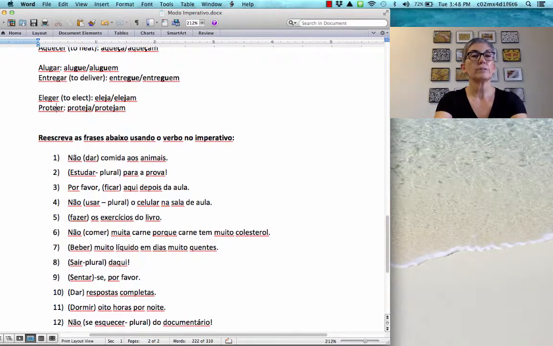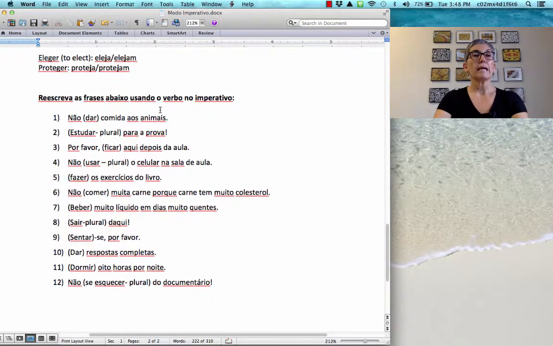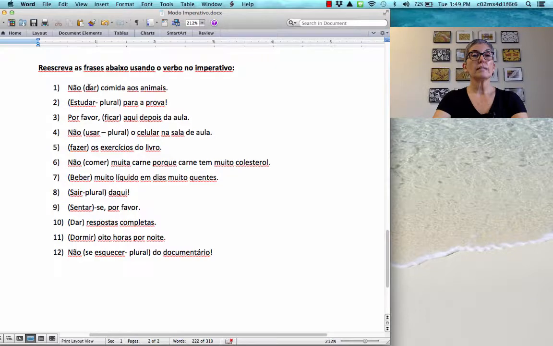Proteger, oh my God, proteger. Proteger spells with a G. Proteger, proteja, protejam, okay? So, let's see here. Reescreva as frases abaixo. So you see that every time we give instructions as to how to do an exercise, I am using the imperative, okay? So, escrever. Escrevo. Take out the O and say escreva, escrevam. So, reescrever, rewrite, okay? Então, reescreva as frases abaixo usando o modo imperativo.